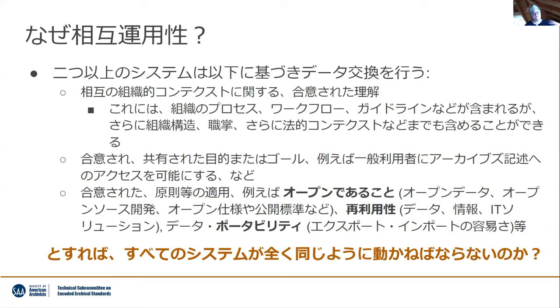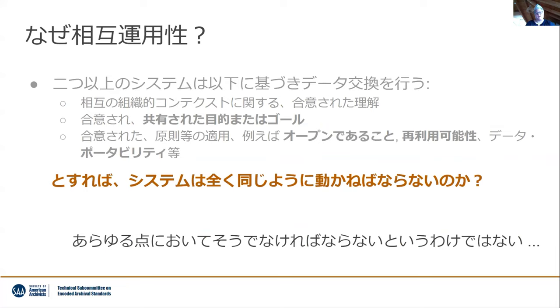And again, with all these agreements that have been made and shared objectives and shared principles, there is the question: does this mean that all of these systems involved in interoperability have to do exactly the same thing? If we go to the next slide, you can see the answer is, again, not in each and every detail. And when we start looking at EAD, we will see what that actually means. If you go to the next slide, please.